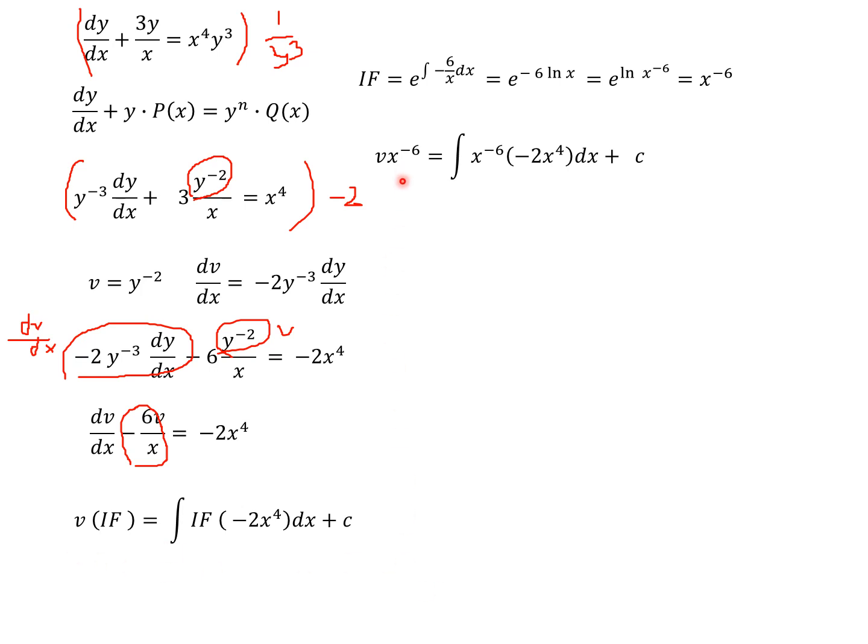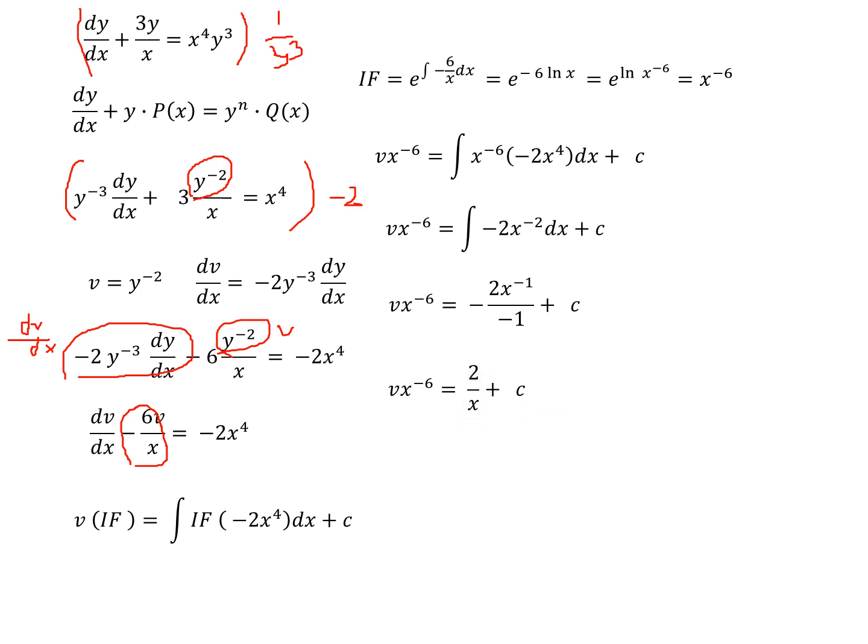You have v times the integrating factor x to the negative 6 is equal to the integral of, again, the integrating factor times this function there, negative 2x to the fourth dx plus c. Further integrating, v x to the negative 6, you can multiply this as x to the negative 6 times x to the fourth, that is negative 2x to the negative 2 dx plus c. Further integrating, you have v x to the negative 6 is negative 2x, that's negative 2 plus 1, that's negative 1 over negative 1, plus c. Simplifying again, you have v x to the negative 6 is 2 over x plus c.